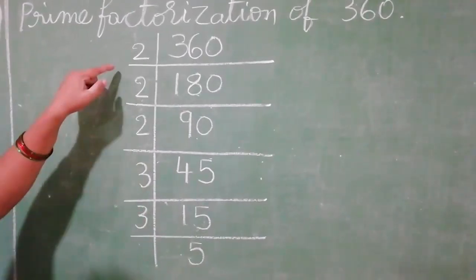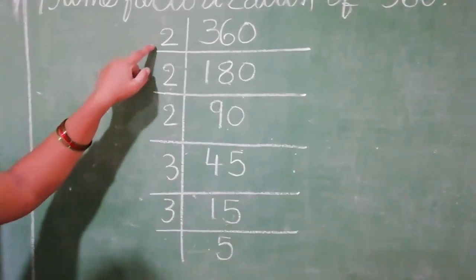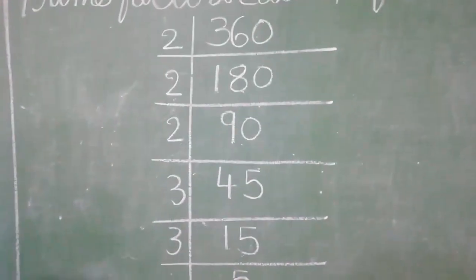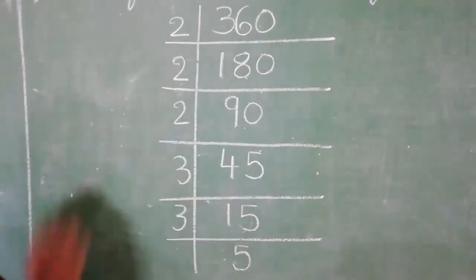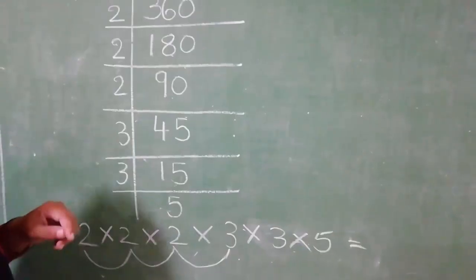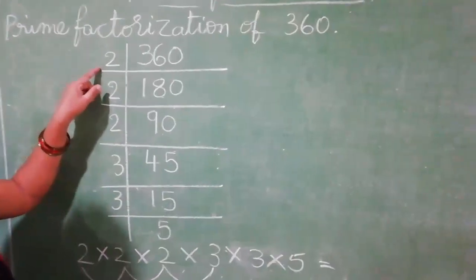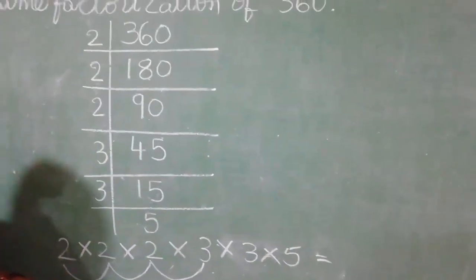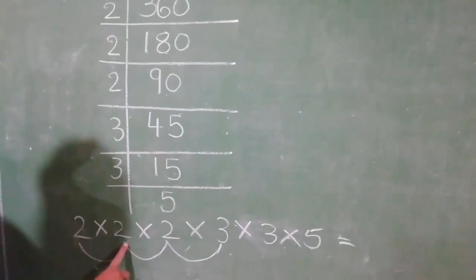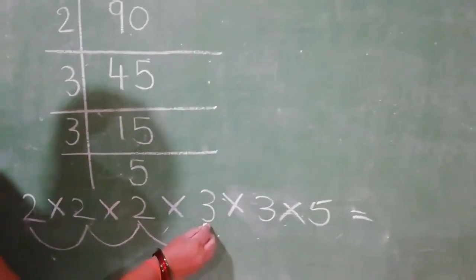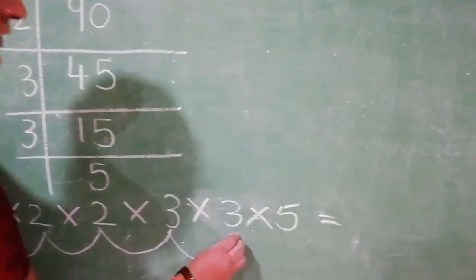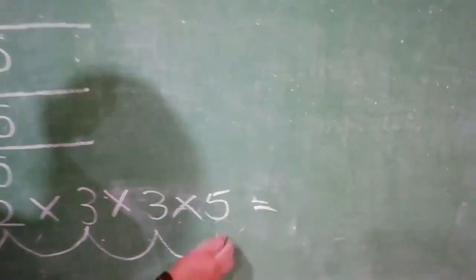Now, the last step is to multiply all the prime factors. 2 2s are 4. 4 2s are 8. 8 3s are 24. 24 3s are 72. 72 5s are 360.